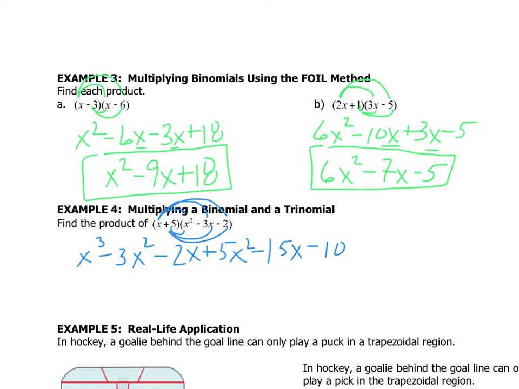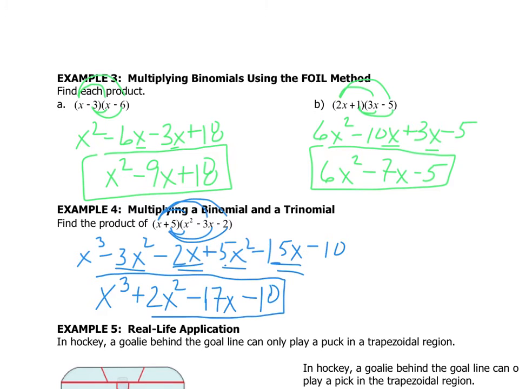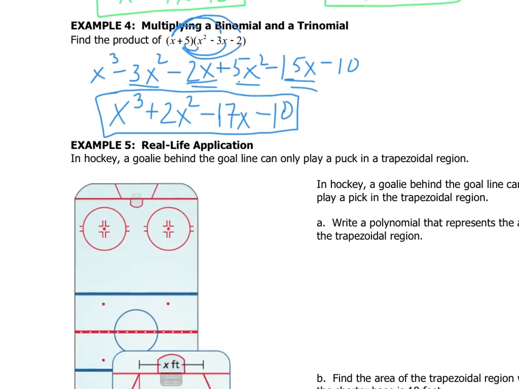Now it's important to make sure I combine everything. Well, I don't see any other x cubes. I do see x squareds here and here. Negative 3x squared and a 5x squared is 2x squared. I also see x's. Negative 2x and a negative 15x is negative 17x. And then I have this last 10 here. There would be my answer. Combined, multiplied a binomial with a trinomial.